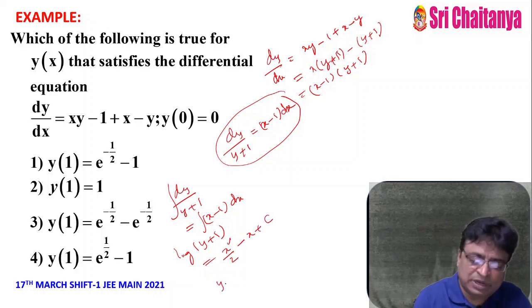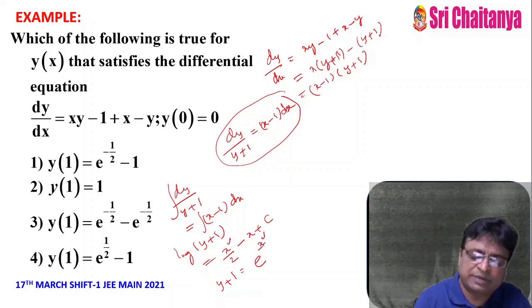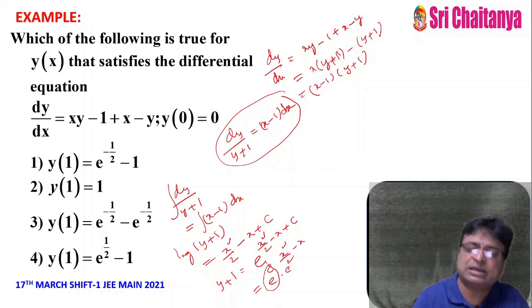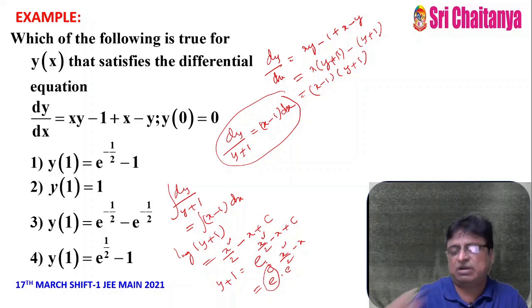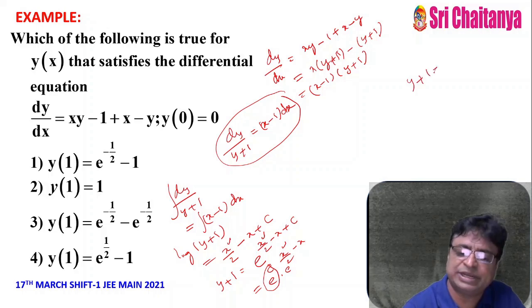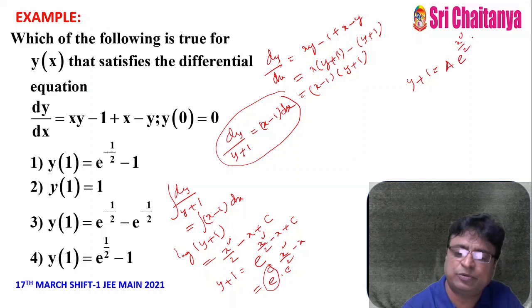So y plus 1 becomes e power x square by 2 minus x plus c. Or I can write it as e power c into e power x square by 2 minus x. Or I can also consider this as another arbitrary constant because it is after all a constant only. So I can also write it as y plus 1 is equal to some a e power x square by 2 minus x.